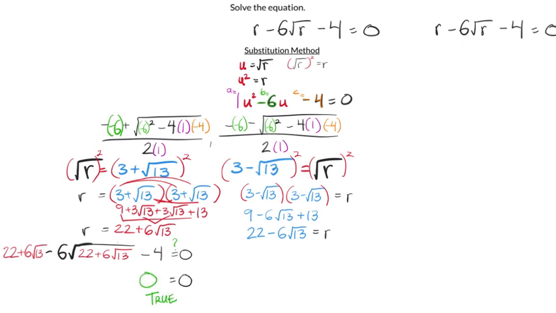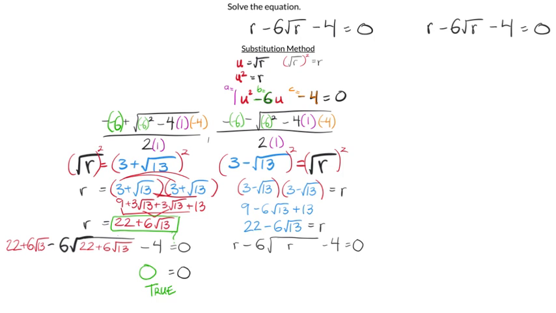Now, since I know that's true, I know that I have at least found this one solution of r that would make that true. But we need to do this with this second value that we found for r. All right, so there's our original equation. But again, we're going to take these r's and replace them with the 22 minus 6 times the square root of 13 like this. Of course, we'll replace both of the r's there. And now again, I'm just going to plug this in my calculator to see what I get.